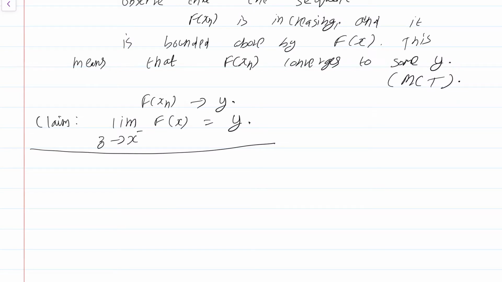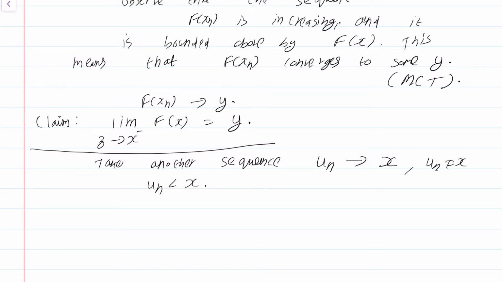So what we do is the following. Take another sequence u_n converging to x, u_n not equal to x, u_n less than x. Okay, actually u_n less than x will cover the case u_n not equal to x. I'm just emphasizing the u_n's are never equal to x. So I'm just going to take any sequence u_n converging to x from the left. If I can show that f of u_n converges to just y, then we are done.